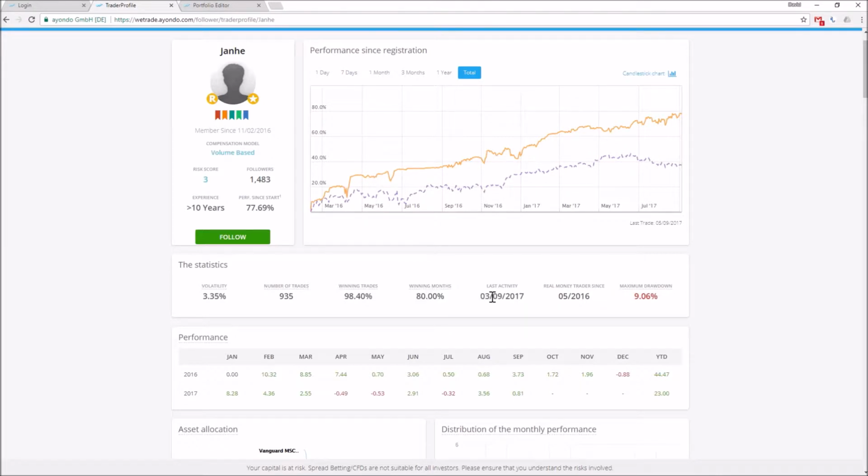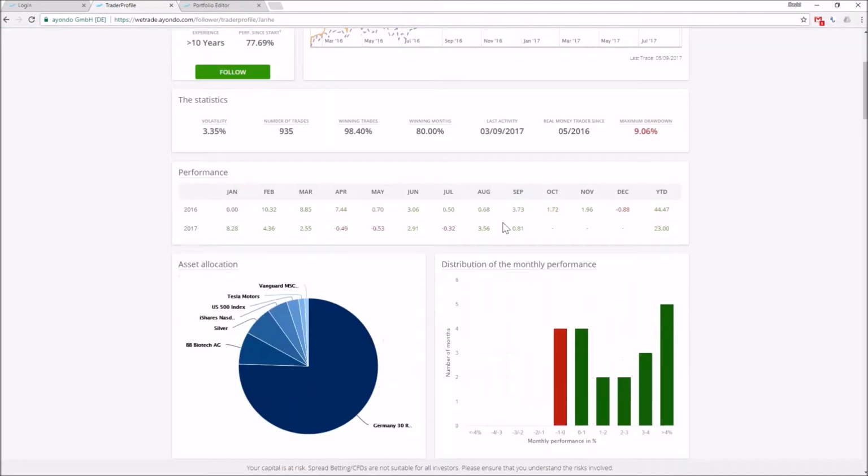Last activity, 3rd of September 2017, and a real money trader, important one for me, since May 2016. So again, not all of this was done with real money, but the bulk of it was. In the past, sort of 16 or 17 months has been done with real money. Then we see the monthly figures, and for me, these are much more realistic. If you remember, the trader we just looked at made something like 80% in July, whereas for me, if someone can grind out a couple of percent a month, that's a cracking return.